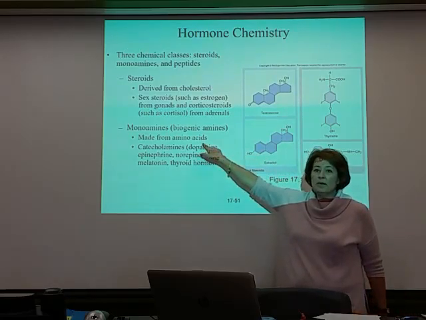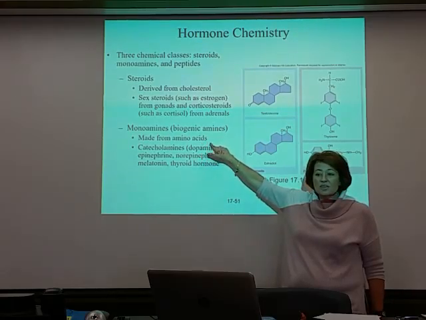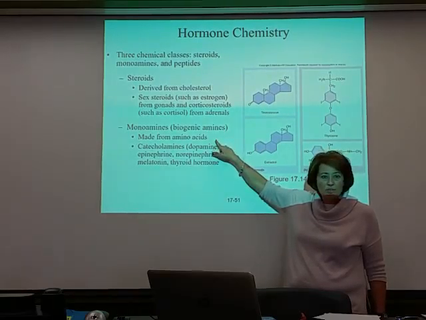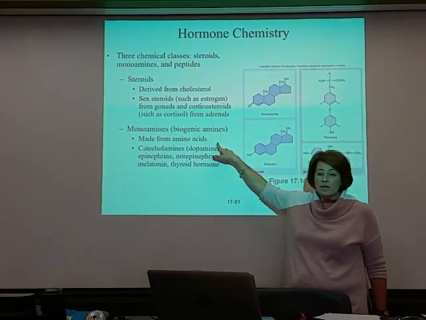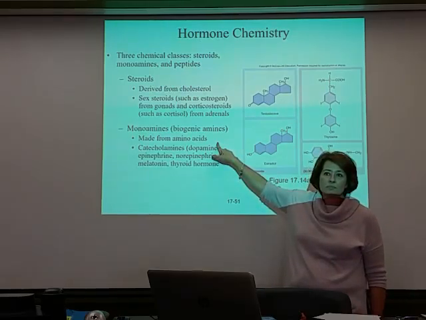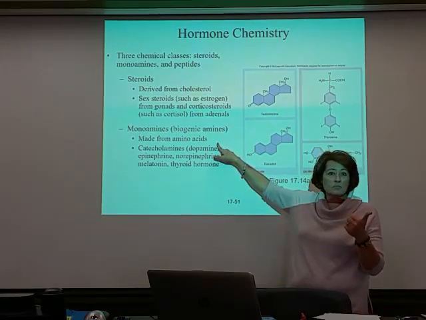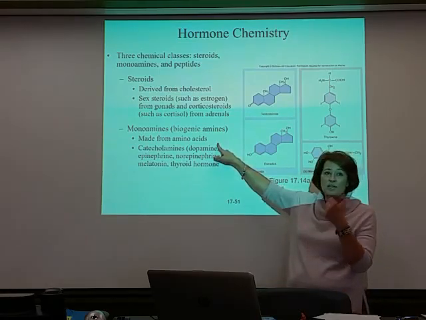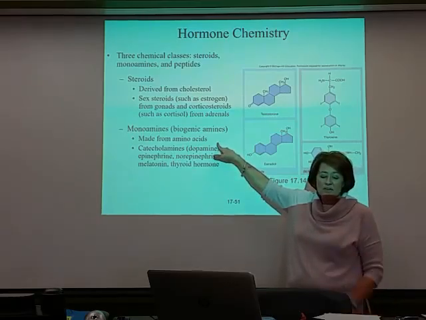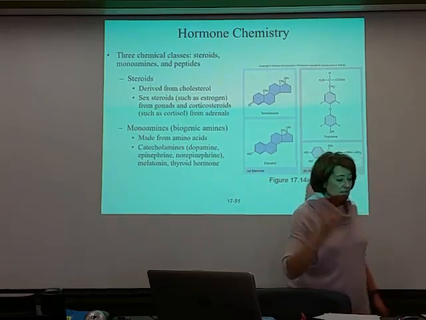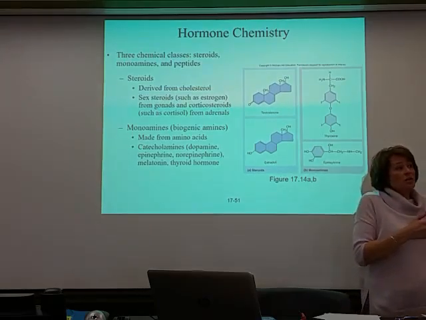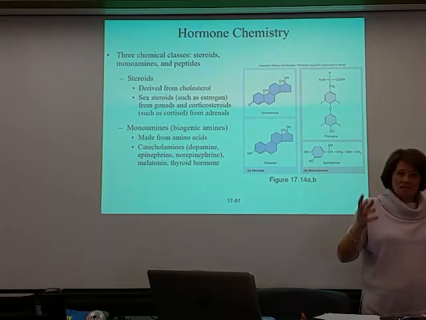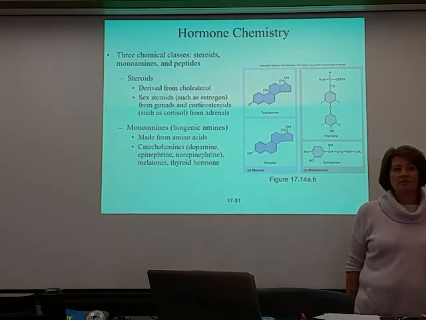Now, if we look at something like the ones made from amino acids, these are going to be water soluble. All right? They're going to have their receptor on that plasma membrane. Think about epinephrine. Epinephrine is quickly produced, circulates quickly throughout the body, and it's going to be accepted by the cells on that cellular membrane. And because it's something that is sympathetic, it's going to affect things like our heart rate and respiration rate, because it's getting us ready for fight or flight.